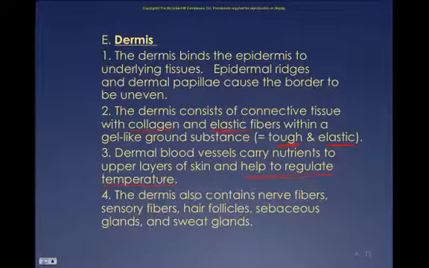And then the dermis also contains lots of different things that we talked about. Nerve fibers, it's going to contain sensory fibers, again, which are a type of nerve fiber. It's going to contain hair follicles, these sebaceous glands, or more commonly called oil glands. So sebaceous means this is an oil gland. And then sweat glands. Okay.